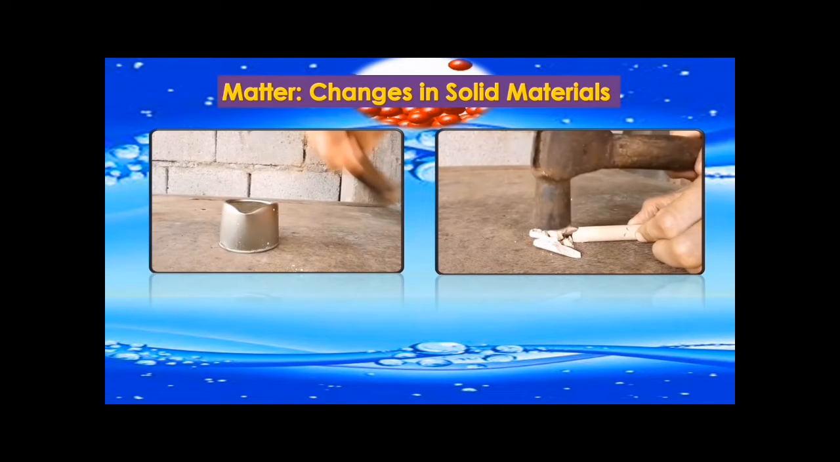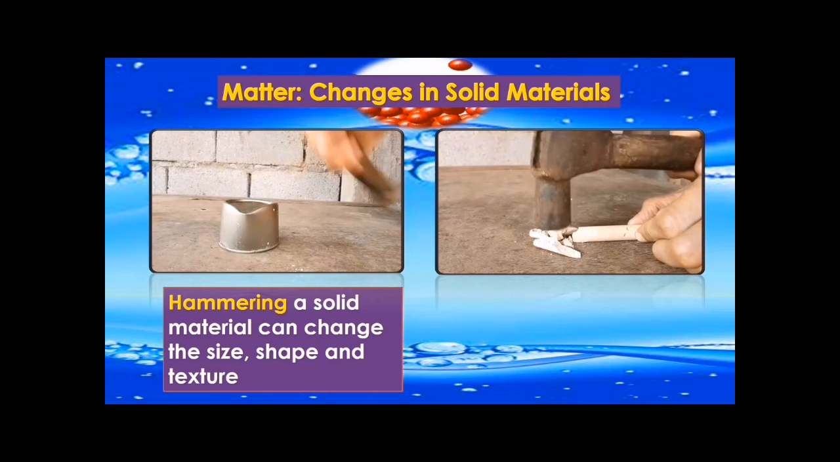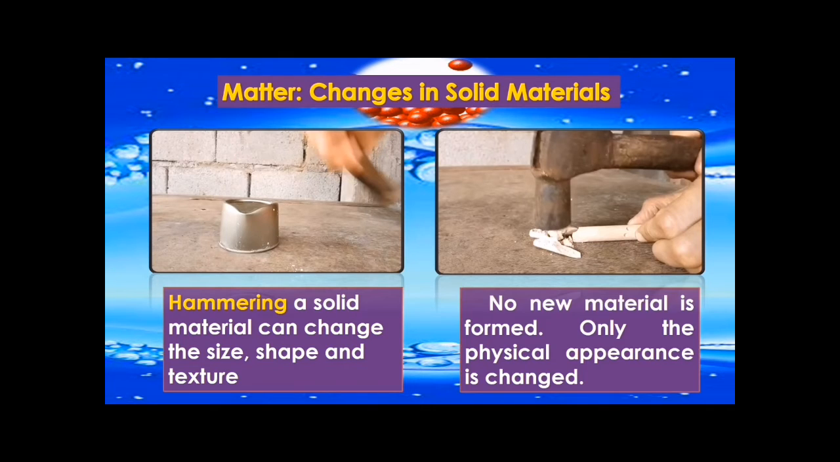Now what can you say about hammering a solid material? What changes are observable during our activity? Right, hammering a solid material can change the size, shape, and texture. It makes a solid material turn into smaller pieces, but no new material is formed. Only the physical appearance is changed.